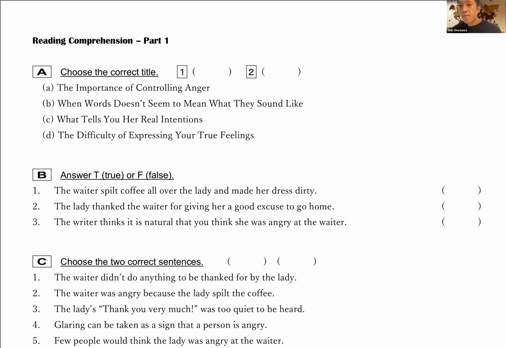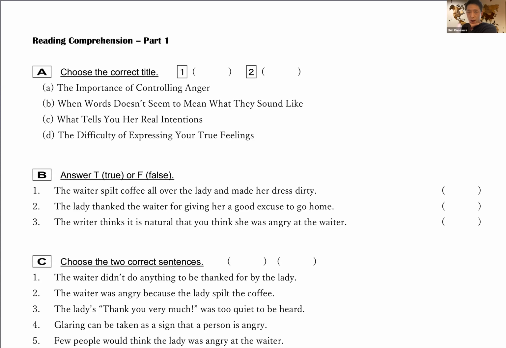And D is the difficulty of expressing your true feelings. You can think of the lady as an example. She didn't really have any trouble expressing her feelings. She glared at him and she said clearly, "Thank you very much." And because of her tone of voice and the loudness of her voice, you knew that she was angry. There's no way you didn't doubt that she was angry. All right. So let's go on to B.